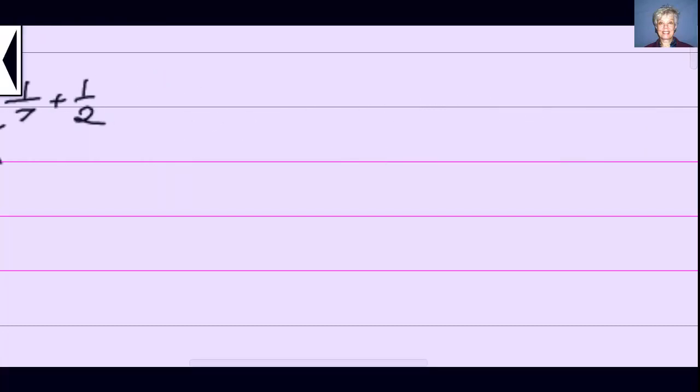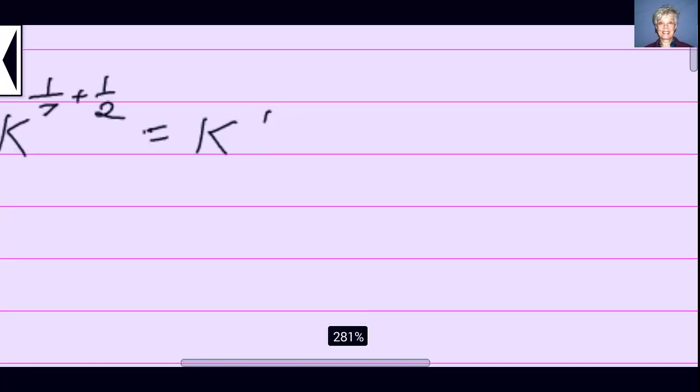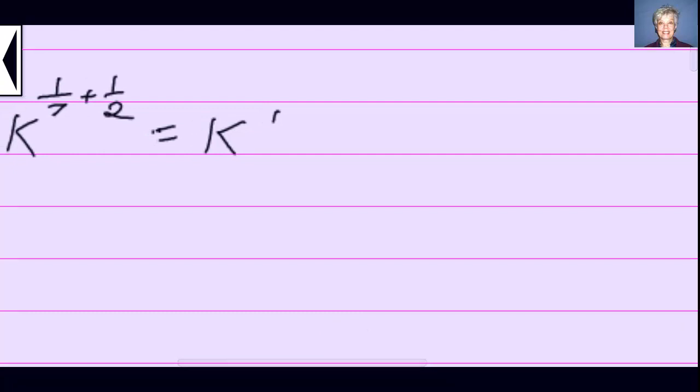Now you can use your calculator to add 1/7 and 1/2 if you want to, or you can do it by hand. Your LCD is going to be 14 because both 2 and 7 go evenly into 14.